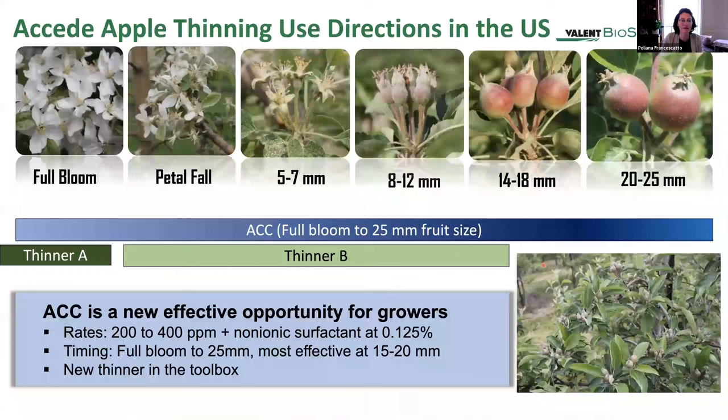For apples, if you look at the label, it will allow you to apply Accede all the way from full bloom to 25 millimeters fruit size. So it has a wide range, from bloom to 25. I'll show you in the next slide some trials that were done in the US, where we compared applications from 8 to 12 millimeters and 20 to 25 millimeters. The best efficacy within this window is at the 15-20 millimeter size. So that's where we target, because that's where we see more efficacy.